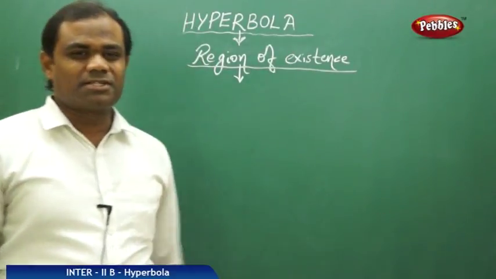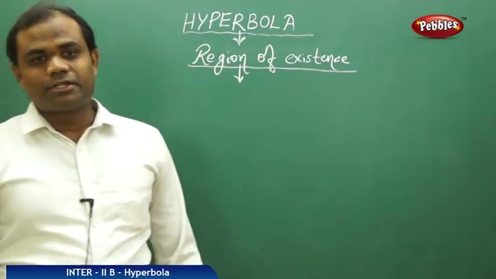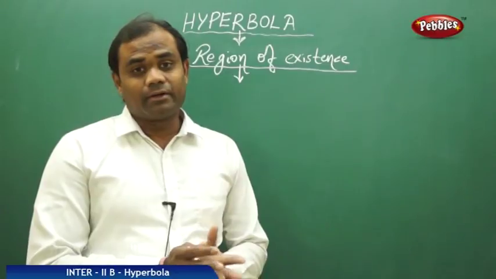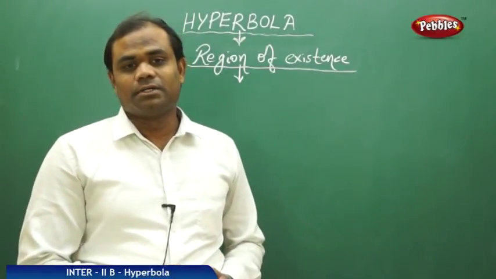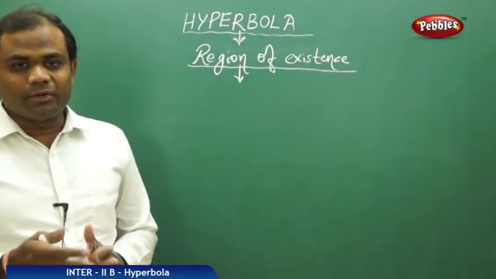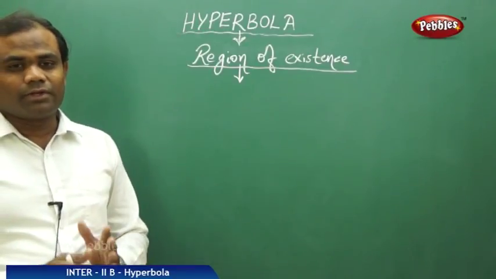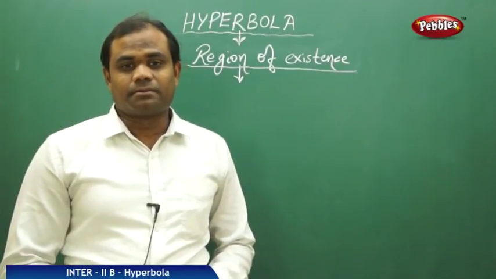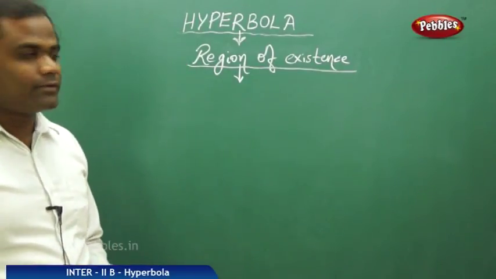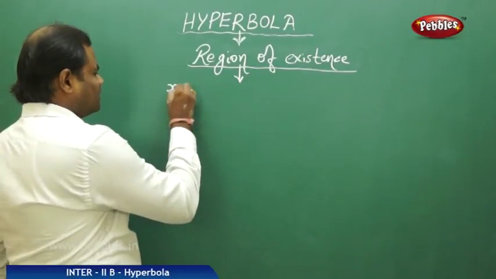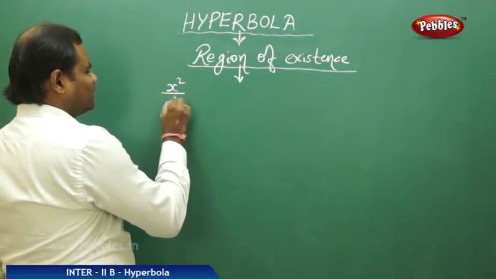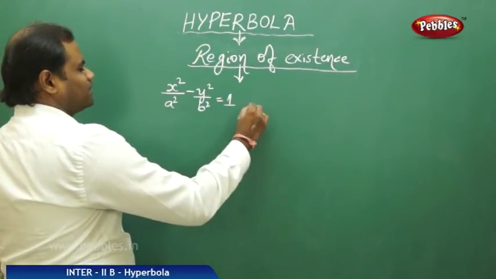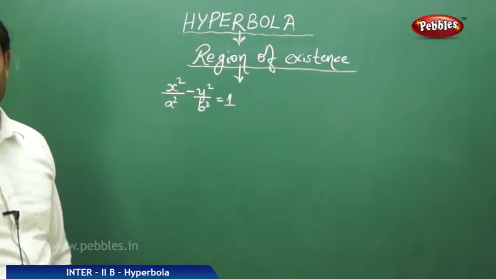Now this session is about the region of existence of the hyperbola, because it is identified that there are some regions where the hyperbola does not exist. So let's see what are the regions in the xy coordinate system in which the hyperbola exists and where it does not exist. So in order to identify the region, let me take the equation of the hyperbola in standard form, and then I would like to make y the subject.